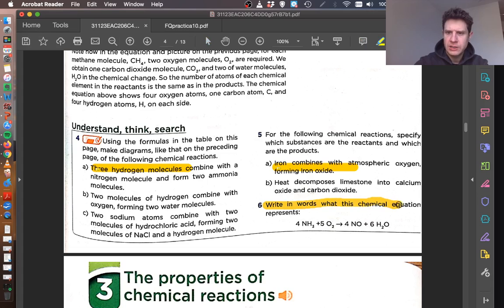Write in words what this chemical reaction represents.